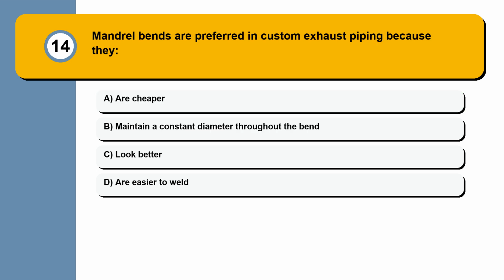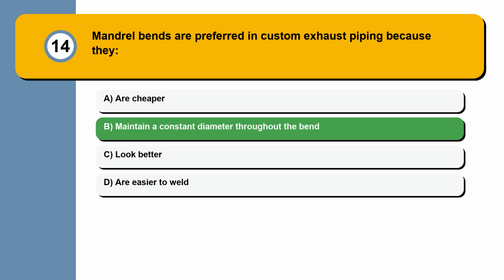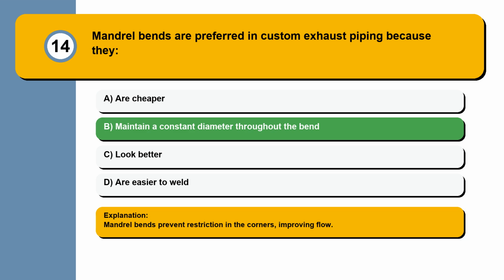Question 14. Mandrel bends are preferred in custom exhaust piping because they are cheaper, maintain a constant diameter throughout the bend, look better, or are easier to weld. Mandrel bends prevent restriction in the corners, improving flow.